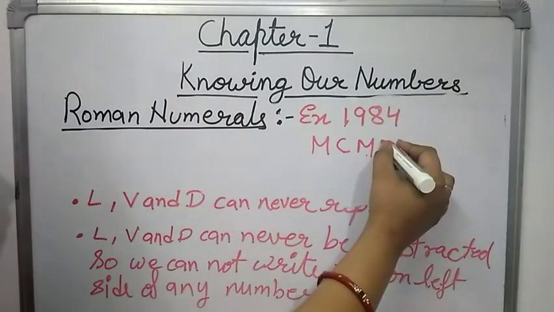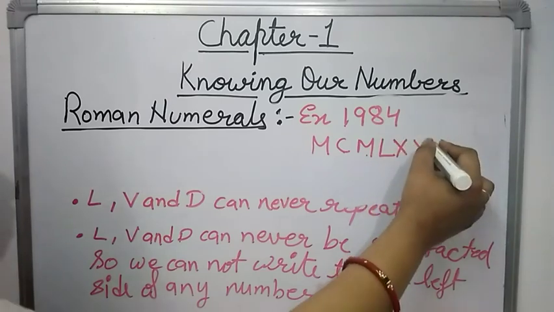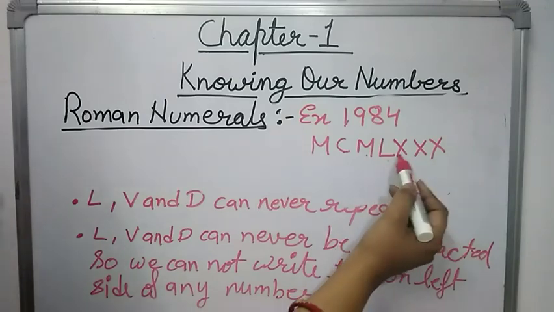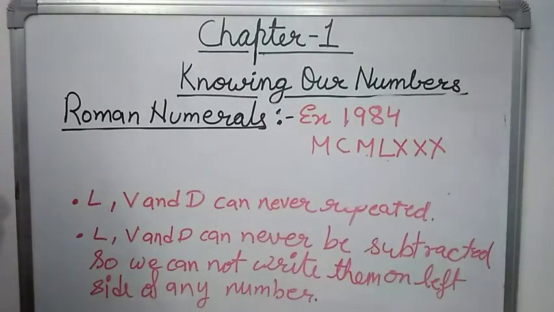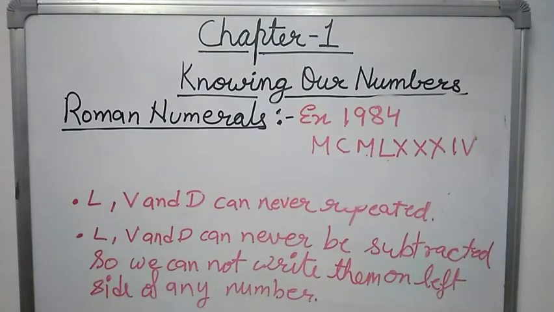Then we have 80. For 80 we will write L, X, X, X. L is 50, each X is 10, so 50 plus 10 plus 10 plus 10. This is 80. And then we have 4. So this is how we can write any number.